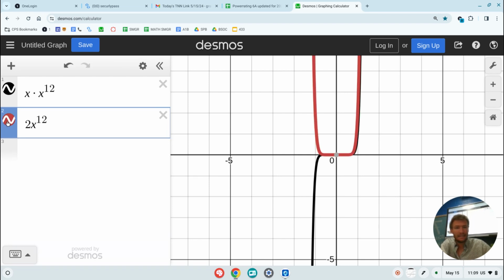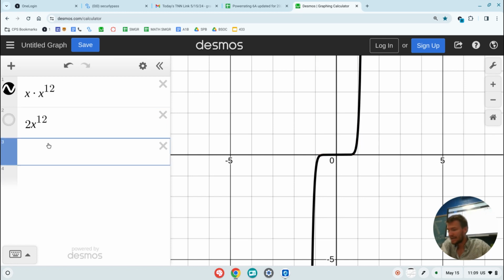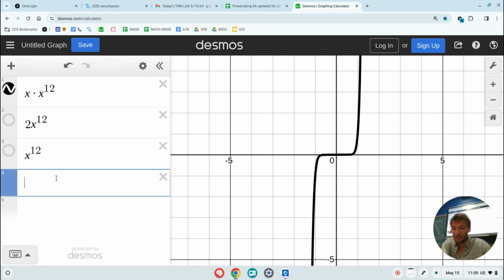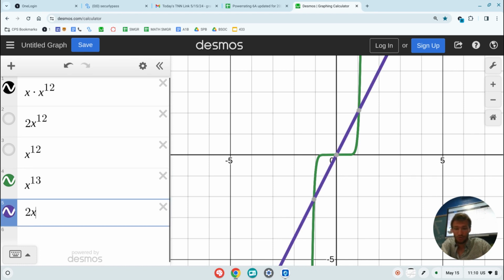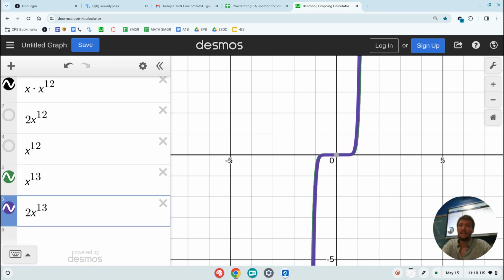I think A is clearly wrong. It does not match. I think B, y power 12, can't use y, have to use x. B is clearly wrong. I think C, which I heard from somebody, was correct. X power 13. I heard that this one was correct. I've also got D, which is 2x power 13. And these both look interesting.